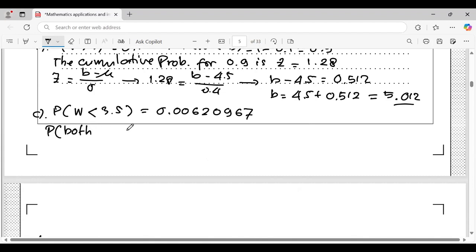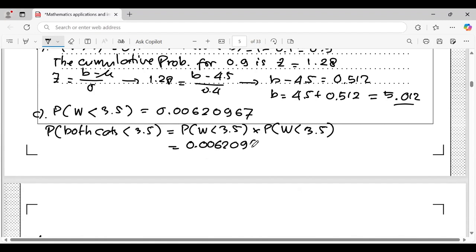Probability both cats less than 3.5 is probability W less than 3.5 multiplied by probability W less than 3.5, or this number, 0.00620967, multiplied by 0.00620967, equals 0.00003856.